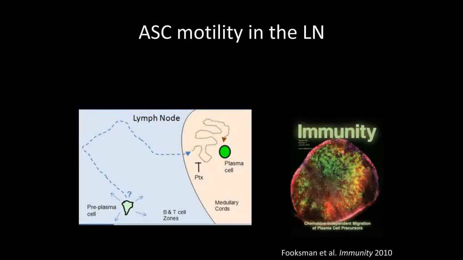So this is summarized here. From our results we described that ASCs undergo a random processive walk in the B and T cell zones in the lymph node, eventually finding the medullary cords where chemokine signal is critical for the retention. If you'd like to read more, you can go to this link.